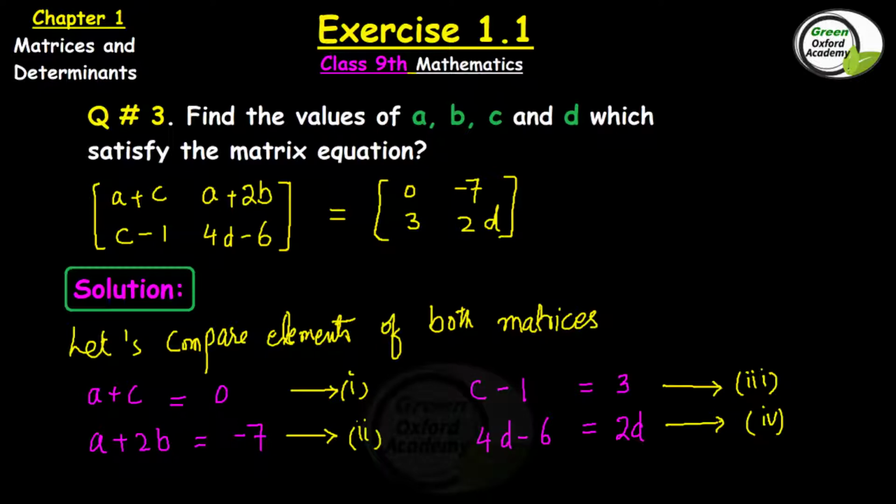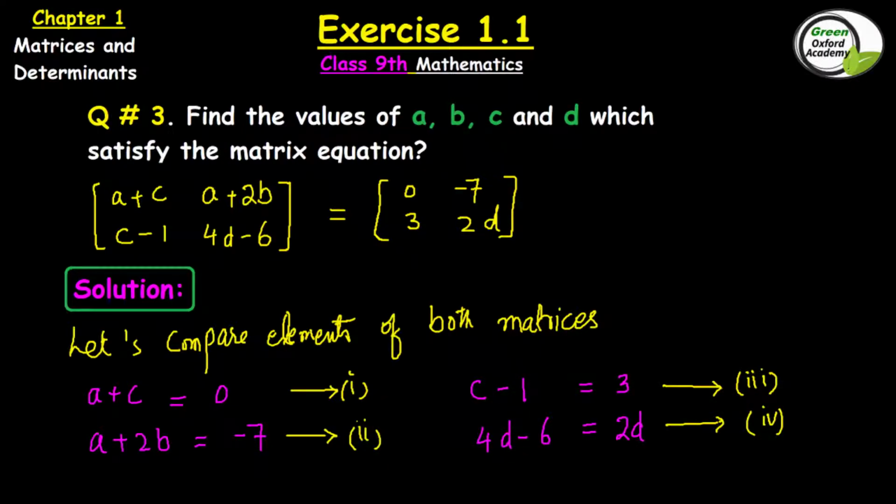Today our topic of discussion is matrices and determinants, Chapter 1 of class 9 mathematics. We are going to solve question number 3 of exercise 1.1. Question number 2 and 1 I have already solved in my previous lecture. Link is available in description, you may watch it.